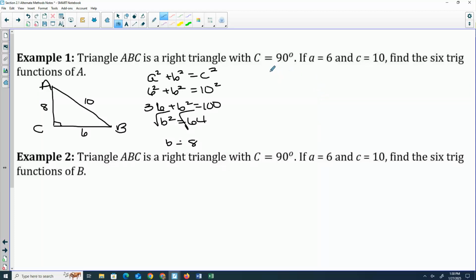So now if I ask for my 6 trig functions of angle A. So we have the sine. I have to write my A so I know which angle I'm viewing from. So from here, remember this is the hypotenuse because it's the longest side. 6 is going to be my opposite. It's across from it, which means this 8 is my adjacent. So sine is opposite over hypotenuse. 6 over 10 reduces to 3/5.